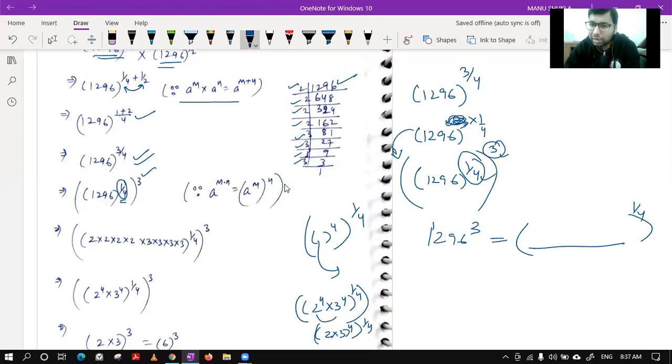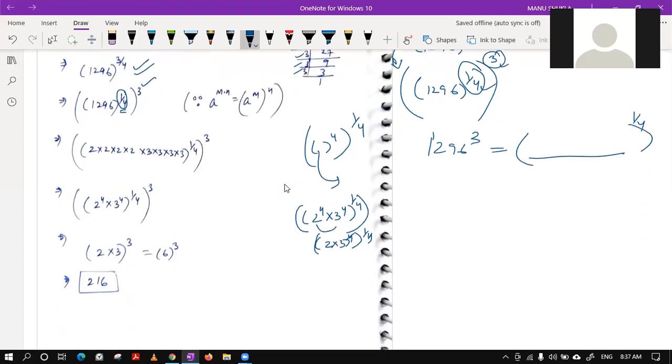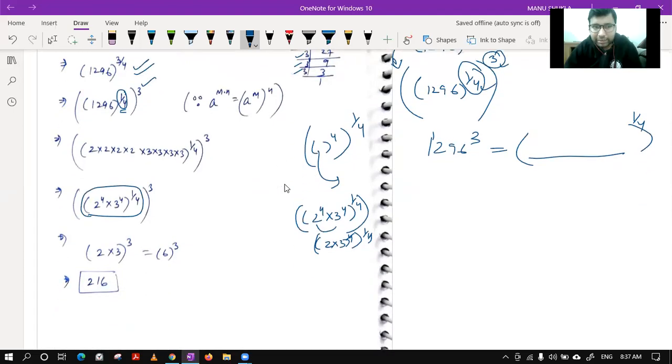Yes, sir. Now what will happen? This power and this power will cancel each other. Fine. Yes, sir. That is why we have got this thing. After solving this inside, we have got 2 into 3 only. And this power is left, only 3. Okay. Okay, sir. That's why we have 6 power 3, and that's the answer.